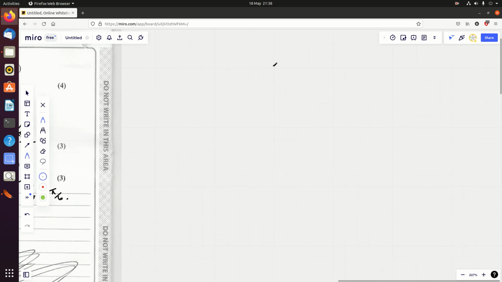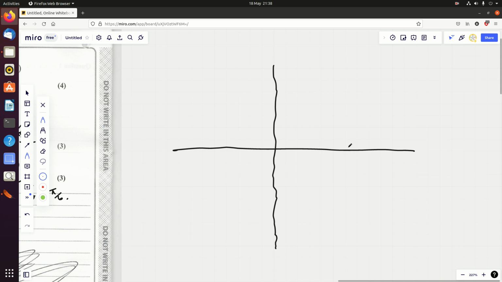Okay, so I'm going to try and draw this as neatly as I can, which is probably not very neat at all. Now, 4 root 3 minus 4i. There we go, there's w. That's not a problem.